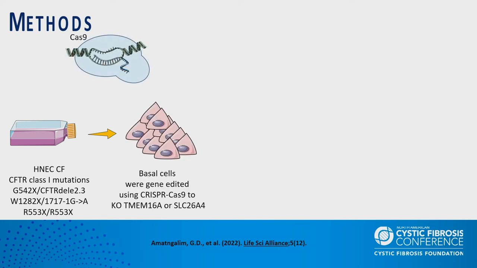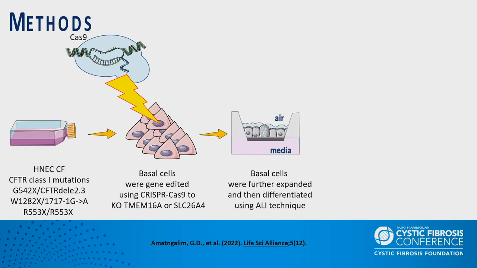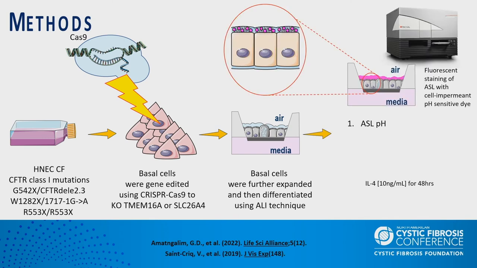Those cells were expanded and in a few of them, TMEM16A and SLC26A4 were knocked out using CRISPR-Cas. The cells were then differentiated under ALI condition, and I studied ASL pH, staining the ASL with a pH-sensitive dye, and the pH was measured in real time using a plate reader.